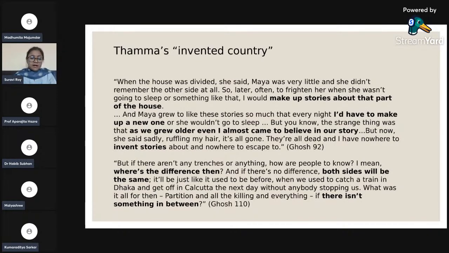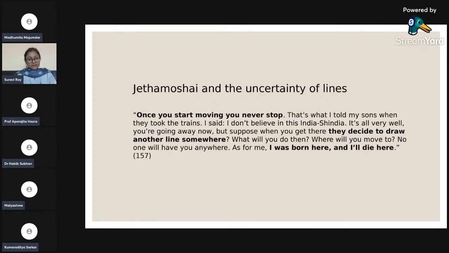But while Thamma clings to this idea of the nation, she realizes that there are chinks in the armor, that it's not a watertight or foolproof, solid plan or a solid idea in that sense. But nonetheless, she clings to this idea of the nation, or the certainty that comes from having a nation, of having a fixed national identity, of the security of the borders, right? Even if it is invented in her head, in the country that she takes as her nation, it might be an invented country, but nonetheless it is very, very real for her.